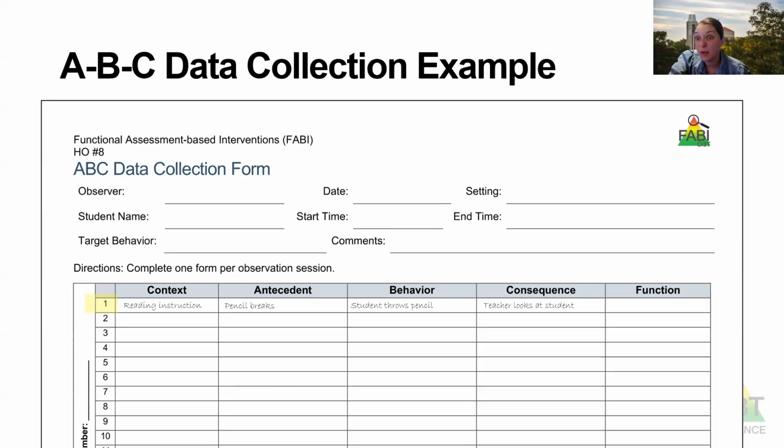It could be they got sent to the principal's office. Whatever happened right after the behavior. And then later, you fill in that function column. In the moment, you don't fill it in, you fill it in later.